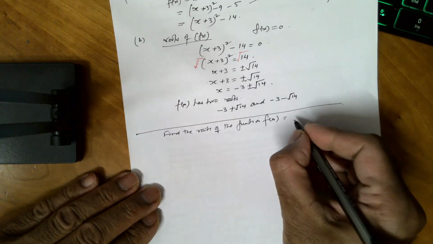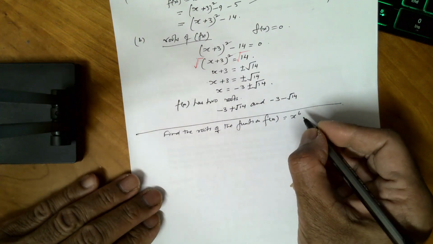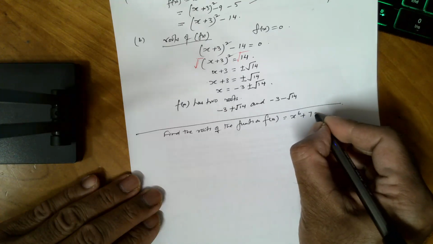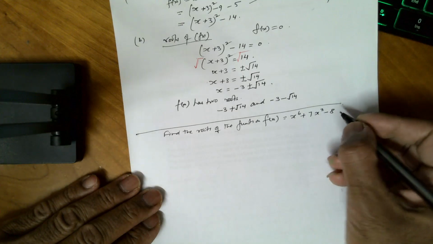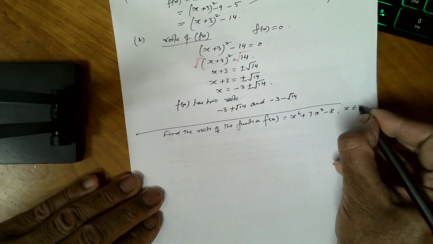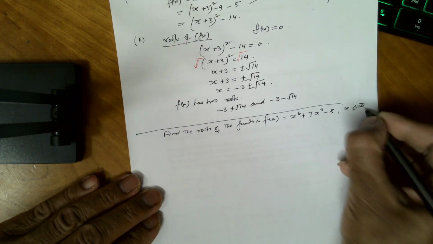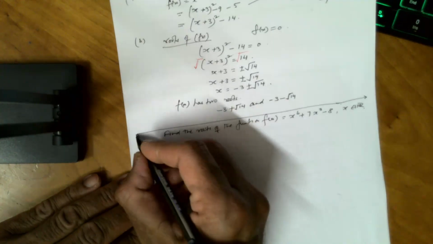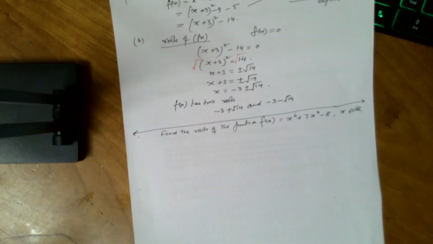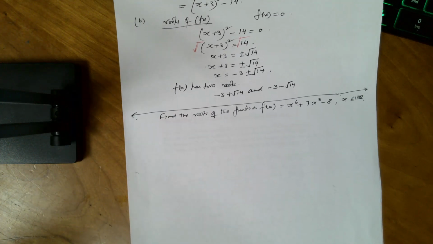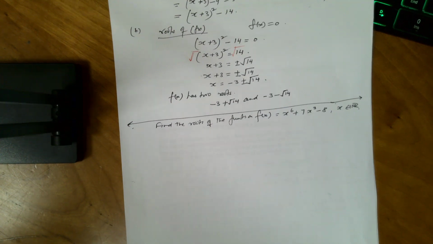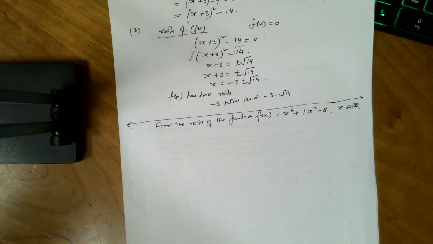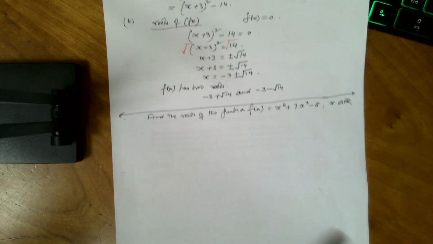f(x) equal to x to the power 6 plus 7x to the power 3 minus 8, where x is a member of real numbers. Okay, right? So how will we do this one? So you see here the f(x) can be written as a function of a function. So what does that actually mean? There's a slight trick in there.